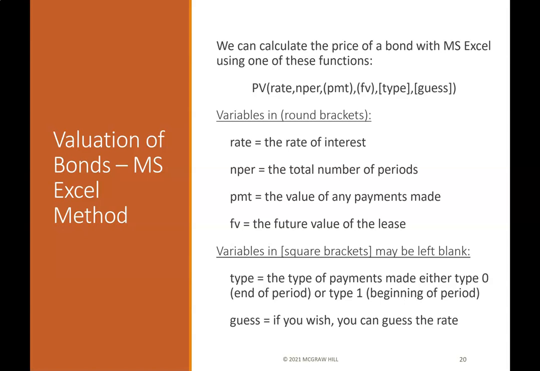Valuation of bonds, MS Excel method. We can calculate the present value, or the price of a bond, with MS Excel using one of these functions: PV, rate, nper, payment, future value, type, guess. Variables in round brackets: rate equals the rate of interest, nper the total number of periods, payment the value of any payments made, FV the future value of the lease. Variables in square brackets may be left blank. Type equals the type of payment made, either type 0, end of period, or type 1, beginning of period. Guess: if you wish, you can guess the rate.